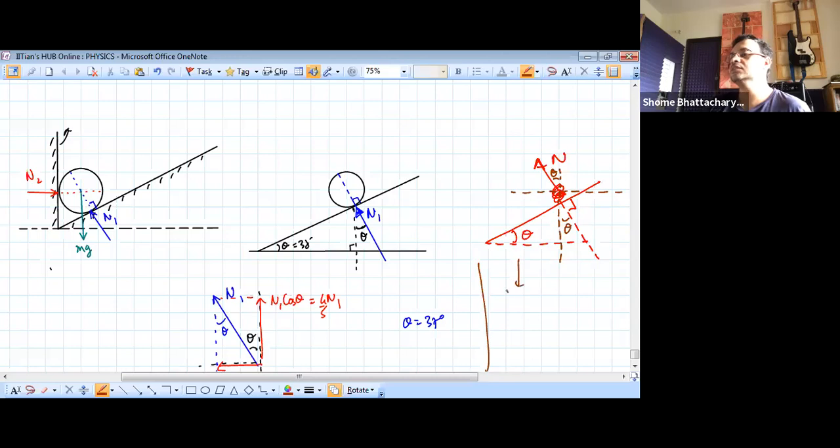So the inclined surface is at theta to the horizontal. That always implies that the normal reaction will be at theta to the vertical. The more you get used to this, the easier it will become to do these types of questions directly without making so many diagrams, like I'm making right now. Okay, so now let's come down to balancing the forces.